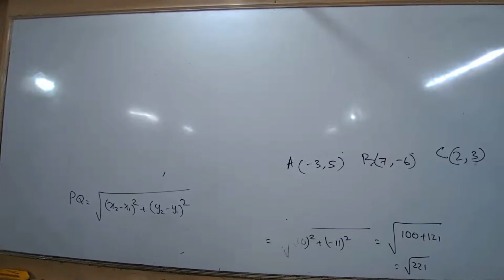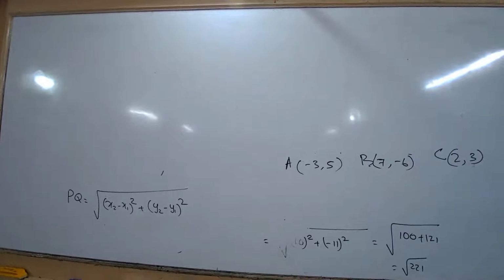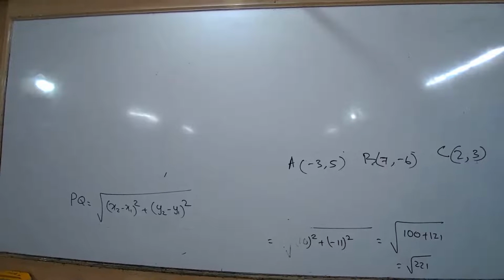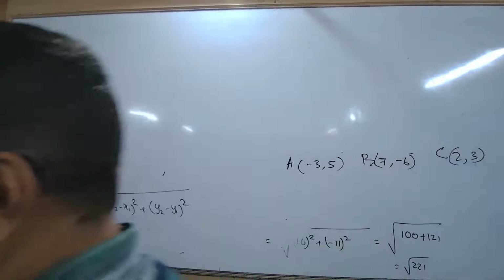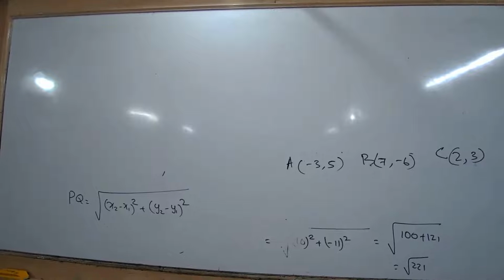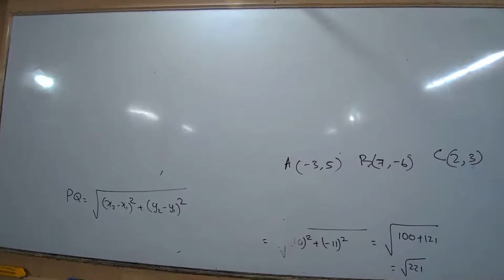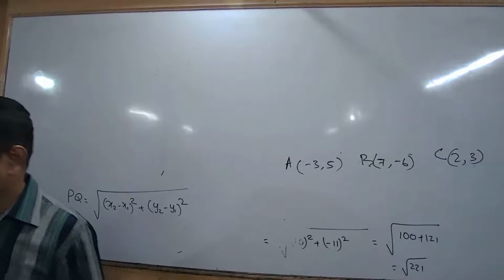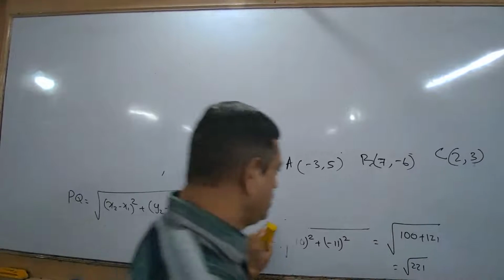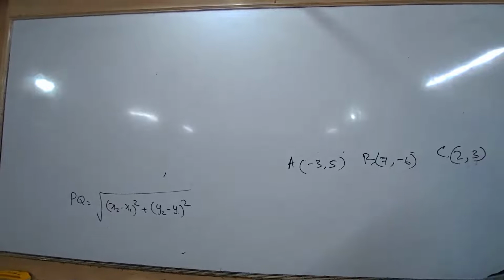Yes or no? Sir, we will first find the distance between A and B. Okay, AB we will find out. Then we will find BC. And then we will find AC. So you can tell directly we will find AB, BC and AC. First we will find AB, then BC. Find AB, BC, AC. Okay. Should I find? Then after that.